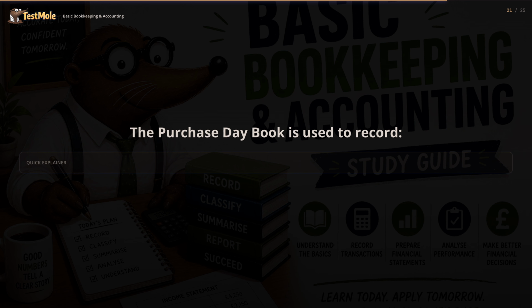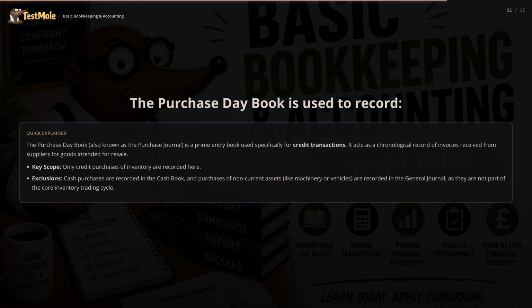The Purchase Day Book is used to record. The Purchase Day Book, also known as the Purchase Journal, is a prime entry book used specifically for credit transactions. It acts as a chronological record of invoices received from suppliers for goods intended for resale. Key scope: only credit purchases of inventory are recorded here.